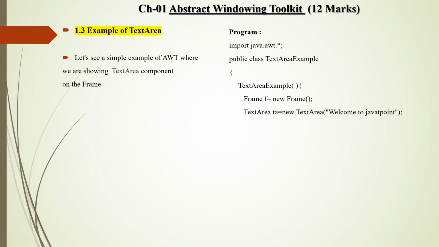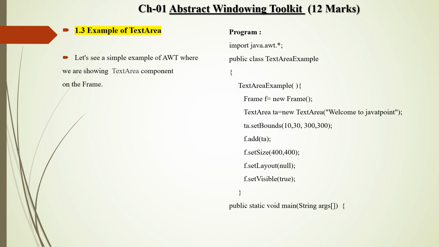So TextArea ta is the object of TextArea, and inside the text area we display one string, "Welcome to Java point". Then we set the position of the text area by method setBounds. Then we add the text area into the frame. Then we set the size of the frame by method setSize. Then we set the layout for the frame by method setLayout. And then we set the visibility of the frame by the setVisible method.